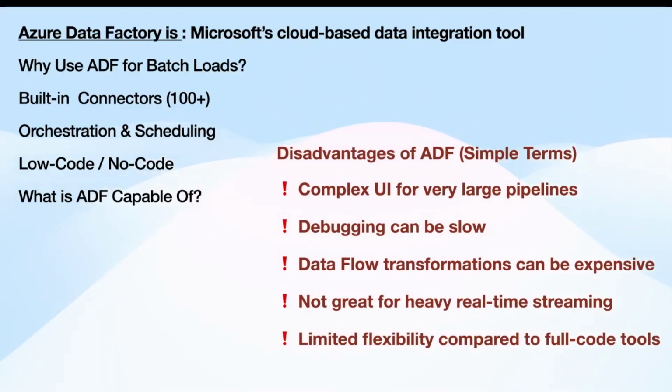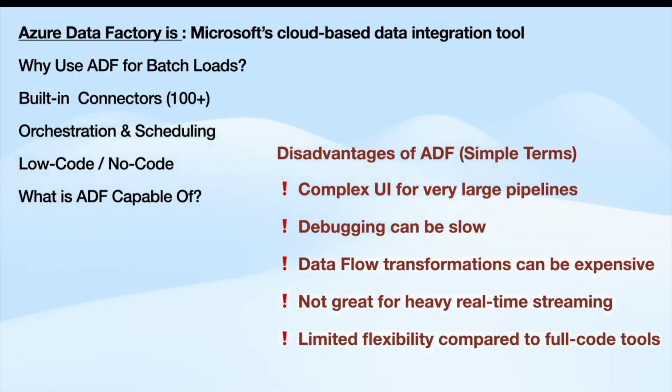ADF is capable of moving the data from the source systems, and of course it is capable of transforming the data, but there are some concerns. It also handles scheduling jobs, monitoring the pipeline, and triggering workflows based on your requirements. It is also capable of handling hybrid scenarios, cloud plus on-premises data scenarios. So what are the major disadvantages of Data Factory?